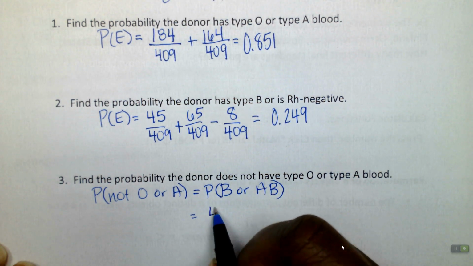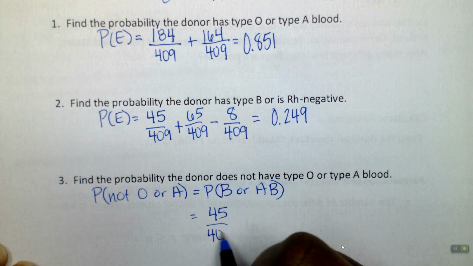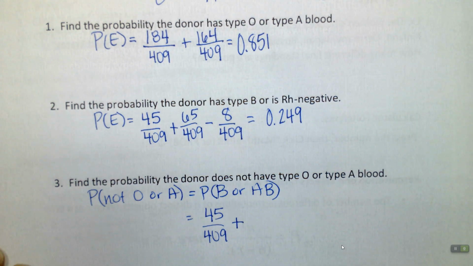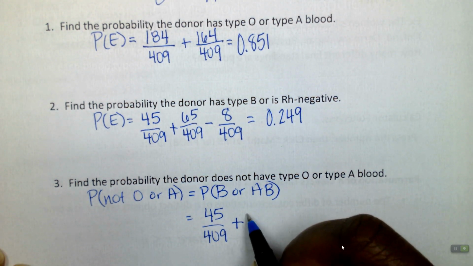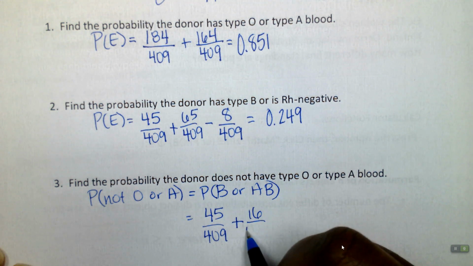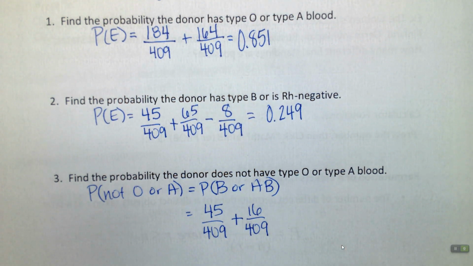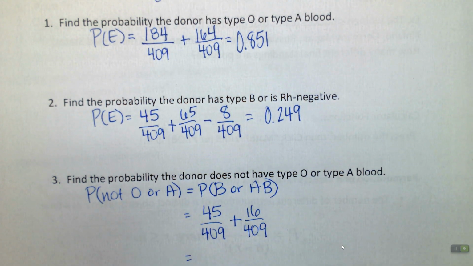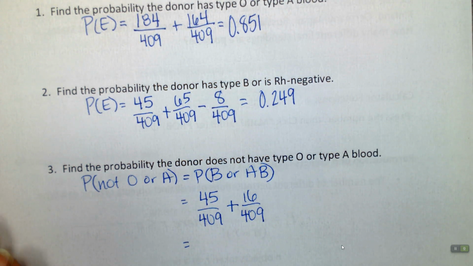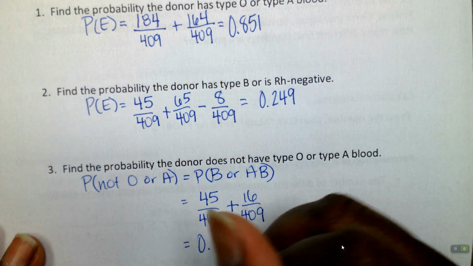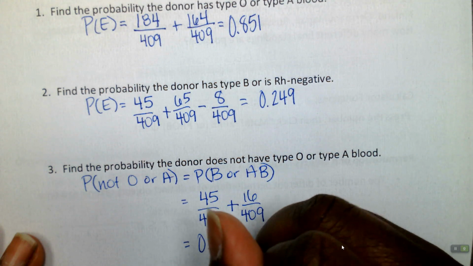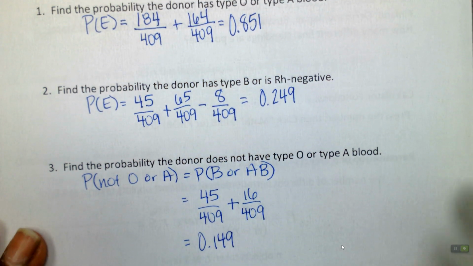So B is 45 over 409. AB is 16. They did not intersect because we're looking at a not type, so it's not going to intersect when it's a not. Okay, and what does that give us? 0.149. Good.